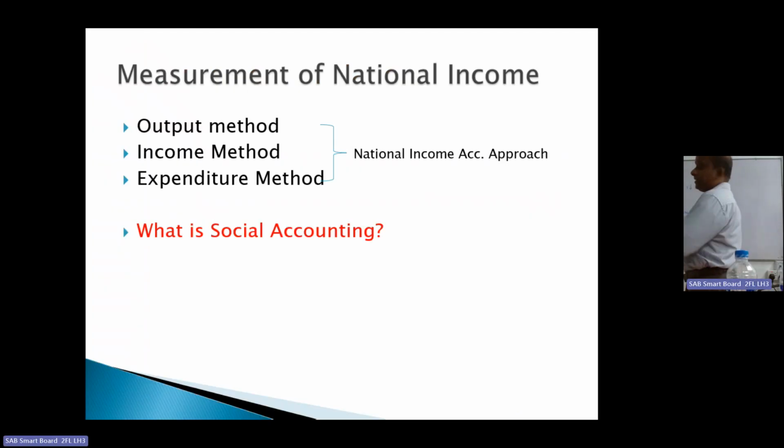So how do we measure the national income? We have three methods, you know that: the output method, income method, and expenditure method. This is called the national accounting approach. There are different approaches to measure the overall performance of the economy or the national income.